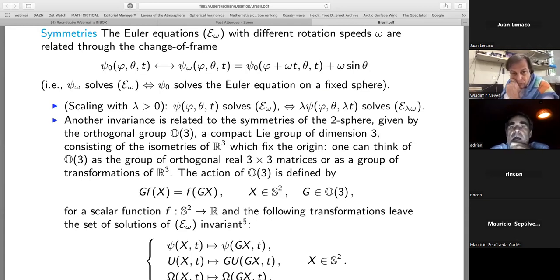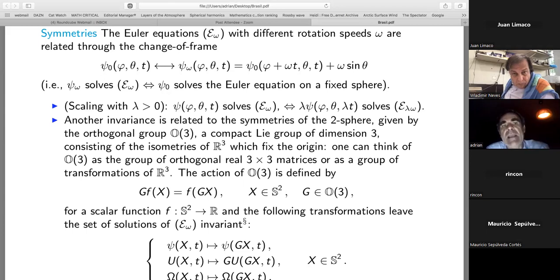Well, I would like to reduce the problem to a fixed sphere, but of course I have to pay a price because these planets rotate. So basically, if psi 0 is the stream function, I pass to psi omega, which is this expression, non-trivial with the time dependence and this extra term here on top, omega sine of theta. Psi 0 on a fixed sphere corresponds to psi omega on a rotating sphere. Okay, this is one thing.